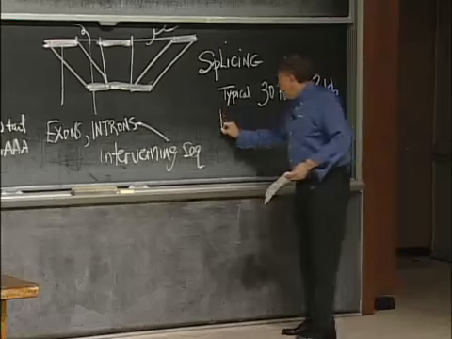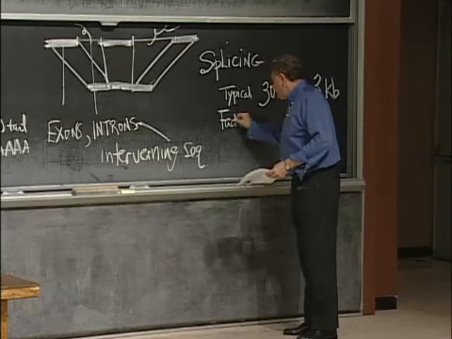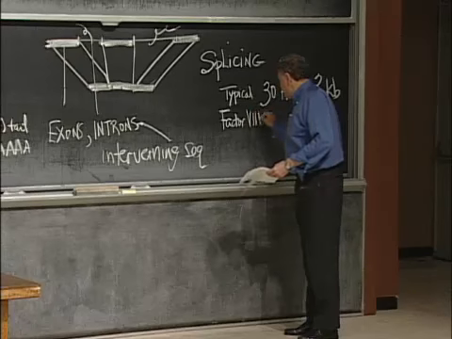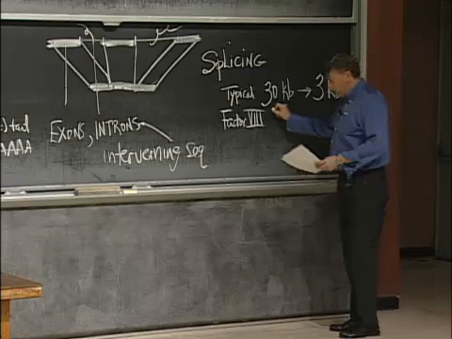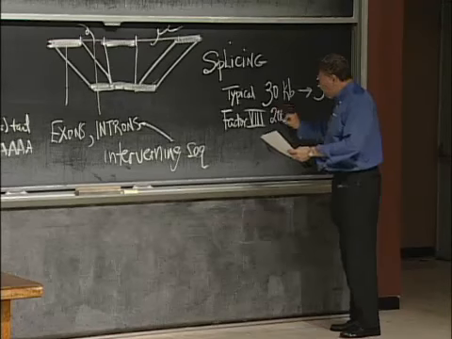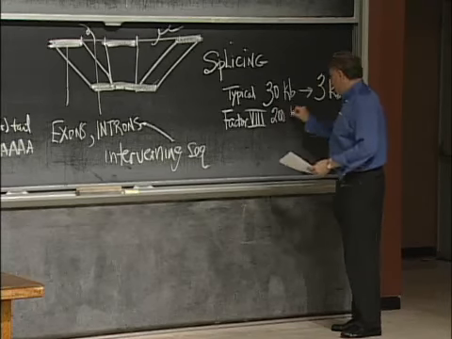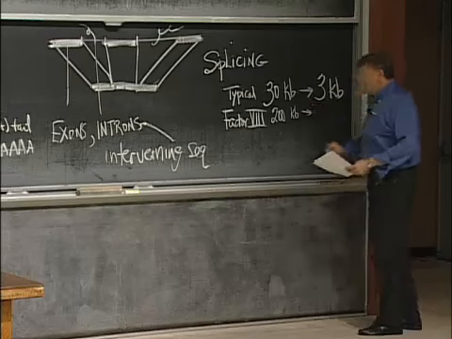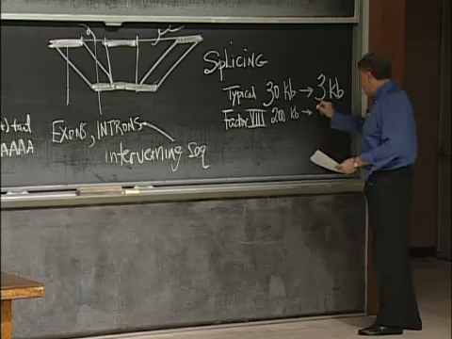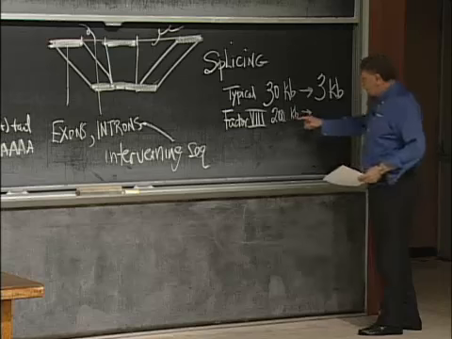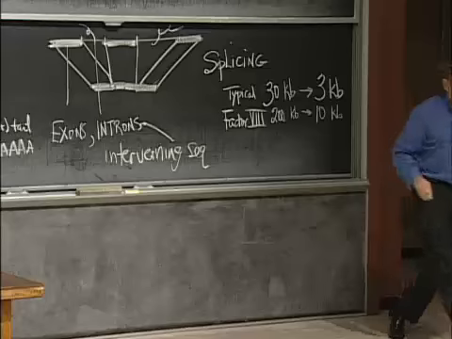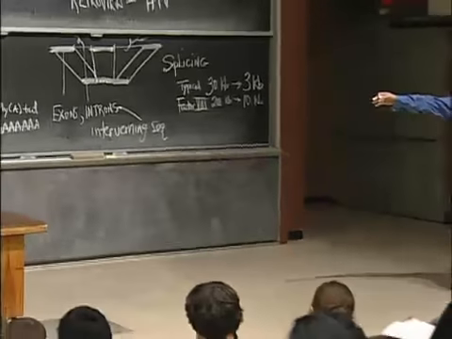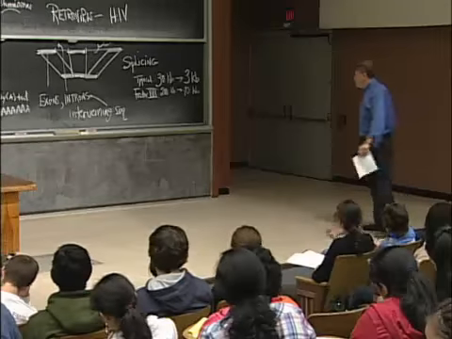But for example, the factor VIII gene that encodes the factor that hemophiliacs lack, it starts off with 200 kilobases, 200,000 bases, and all but 10,000 are cut out. So it starts off 200,000, you throw out 190,000, you get down to 10.